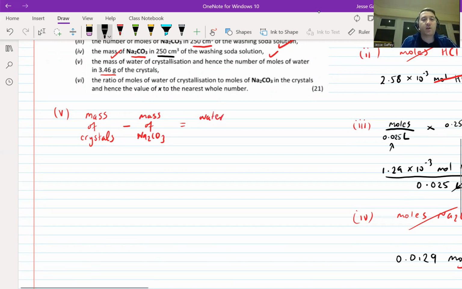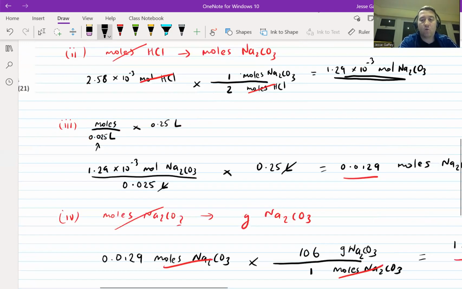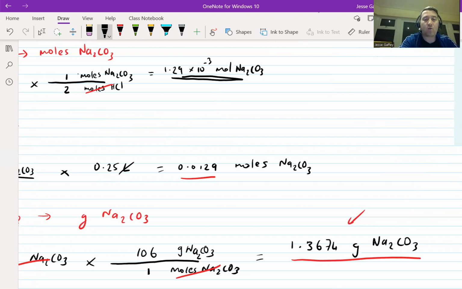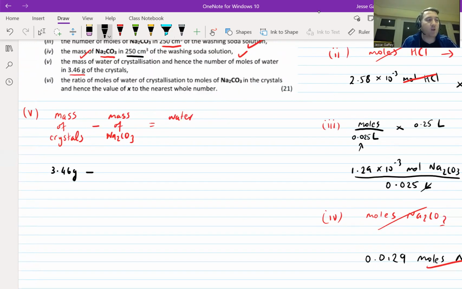Okay, so pausing the video now, and from here and the numbers that we calculated before, you're going to work out the mass of the water. Do that now. Okay, so the crystals weighed 3.46 grams. That's what was weighed out. And they were dissolved into 250. When we did a titration, we calculated that there was 1.3674 grams of sodium carbonate. So when we subtract them and we get the remainder, the rest has to be water.